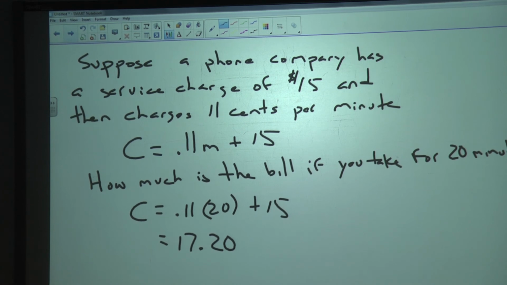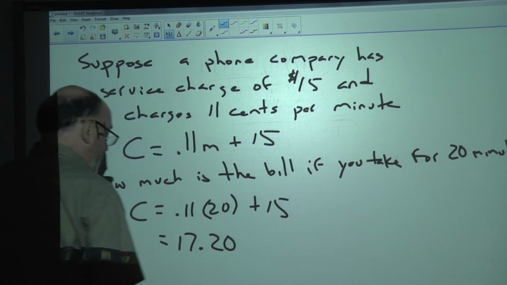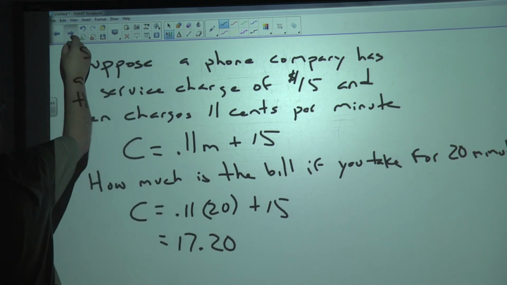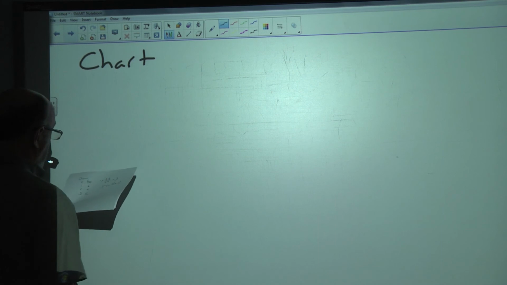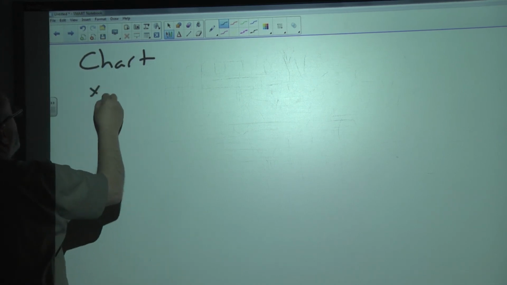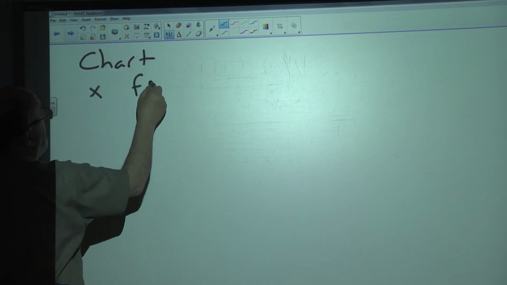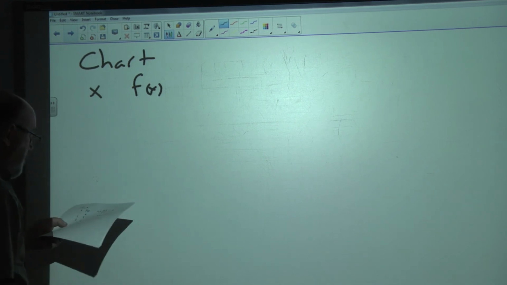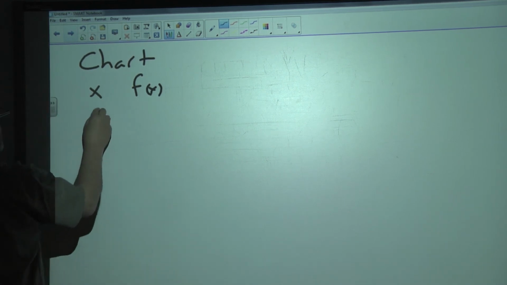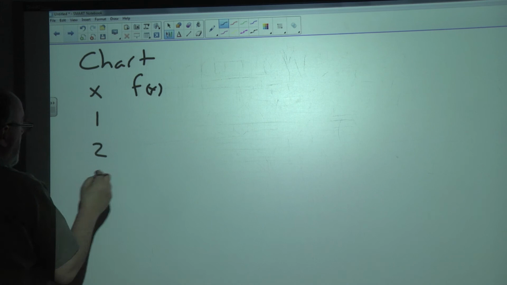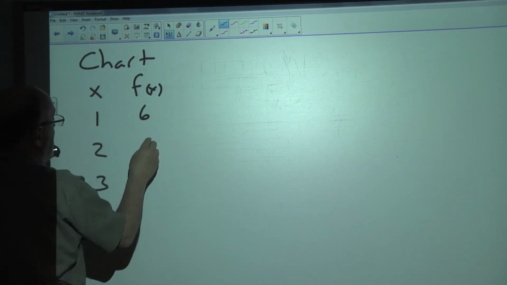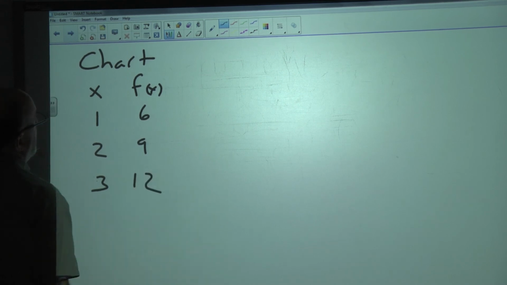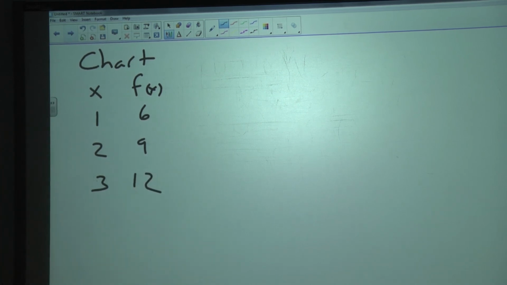Now, another thing in terms of coming up with an equation of a line is given a chart. So given something like this, you've got the x value, and then you've got the f of x value, or the y value, because again, f of x and y are the same thing. So we've got 1, 2, 3, and then when x is 1, y is 6, and this is 9, and then this is 12. Okay? So I want to come up with the equation of the line that goes with this information.